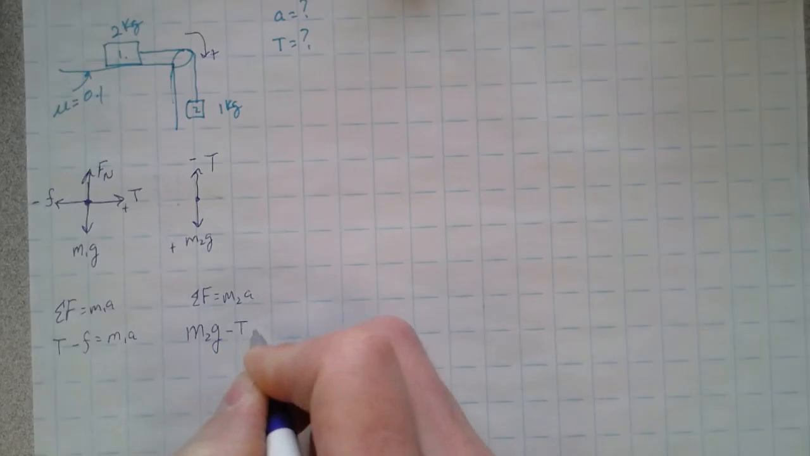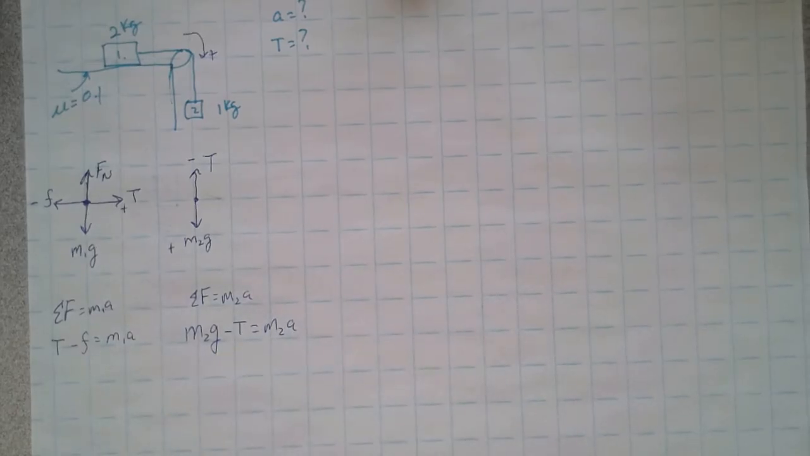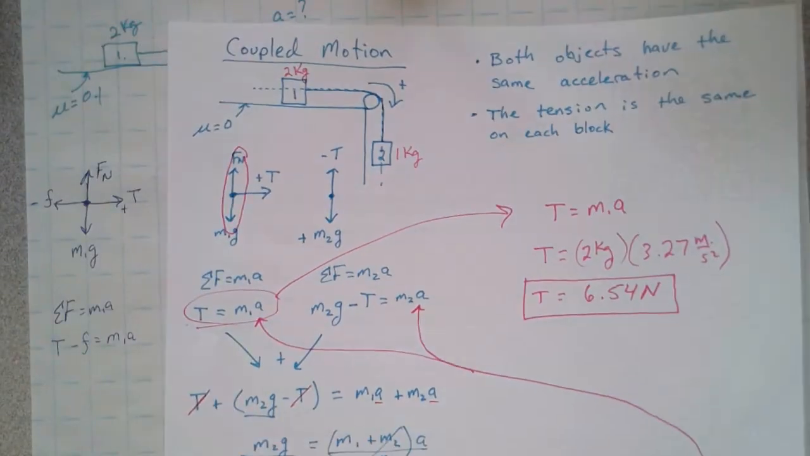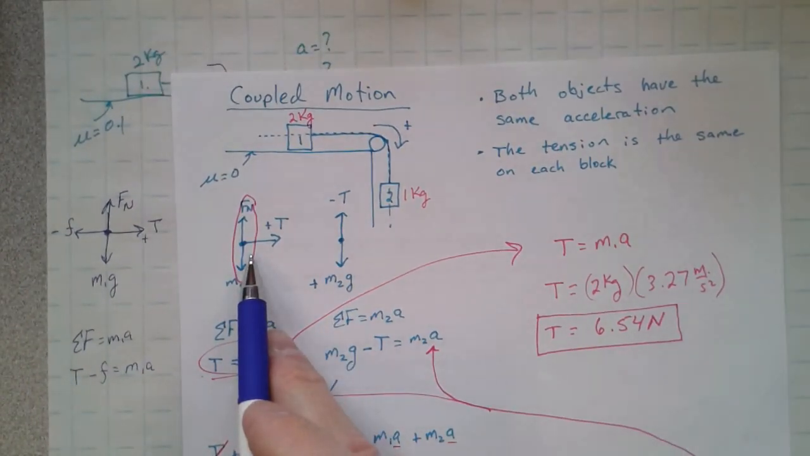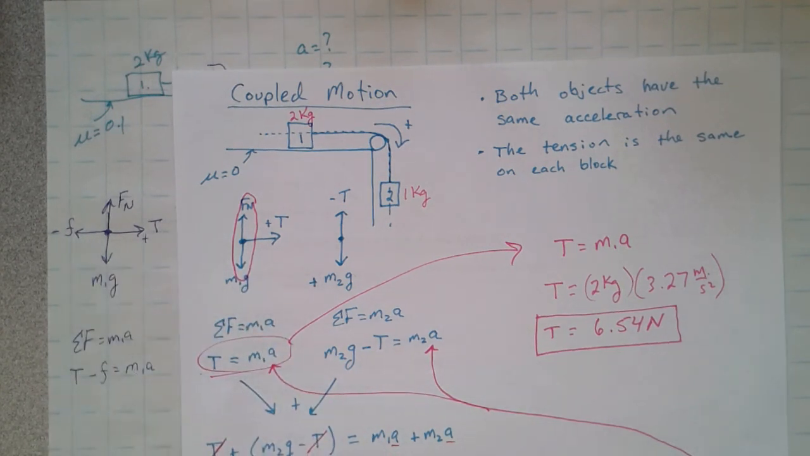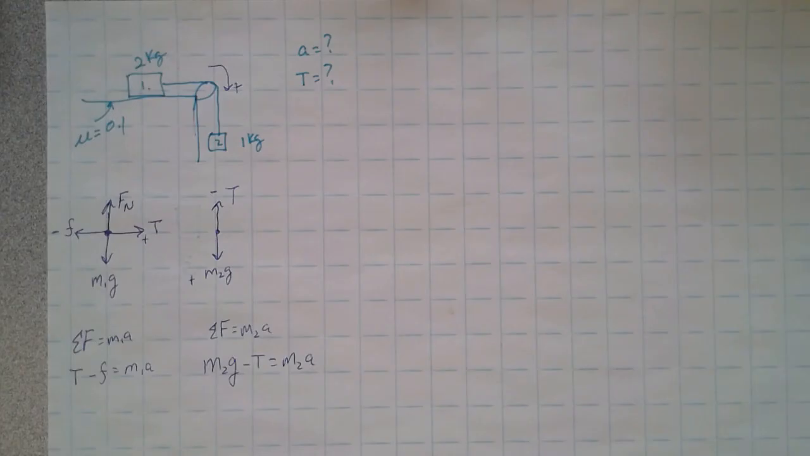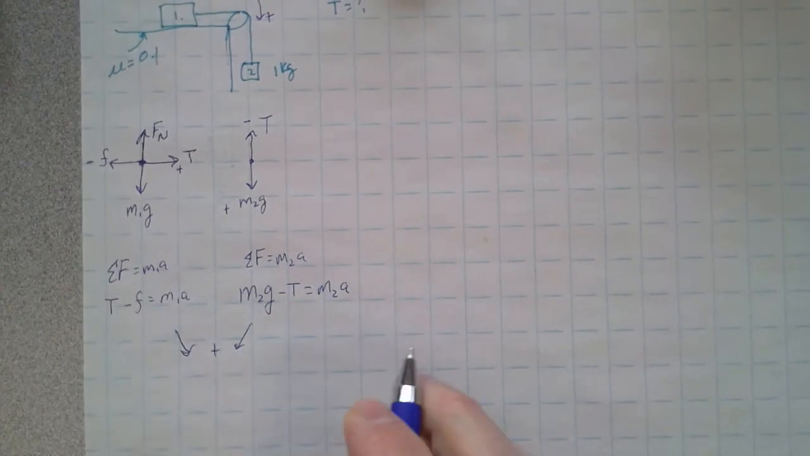M2G minus tension equals M2A. All right, so we can see that from the previous problem, we added a force to the diagram. All it does is add that force into the equation. All right, so process still the same. We're going to add those up. Right, so that and that combine, we're going to add those together.